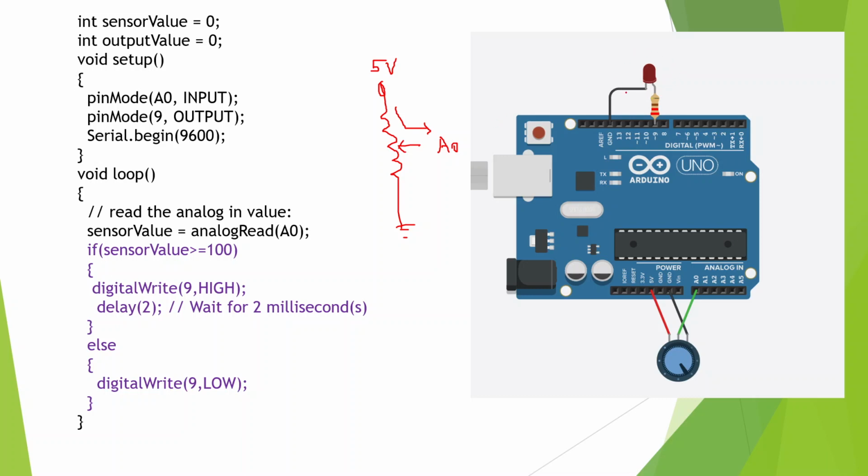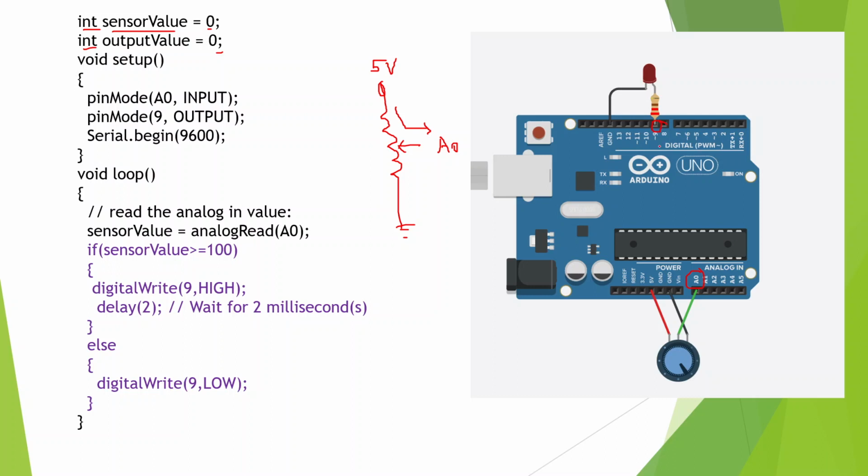So we have to write the program for this like this. We take two variables, sensor value and output value. Their data types are integer, and we assign the value 0. Pin A0 is connected to the input from the potentiometer, so we configure A0 as an input. We have connected an LED to pin number 9, so pin number 9 is your output.